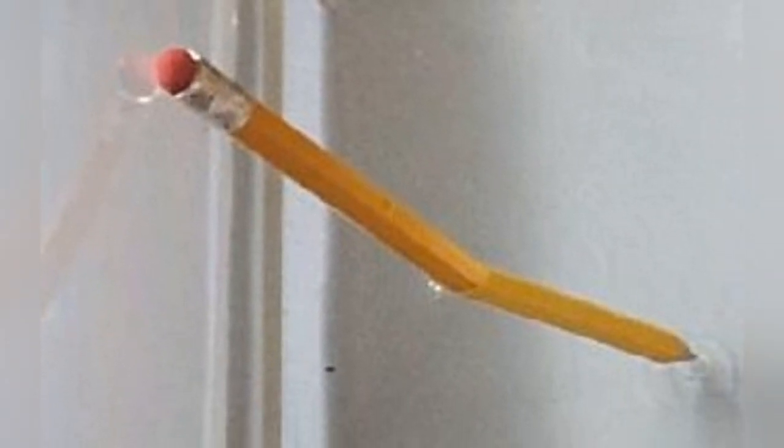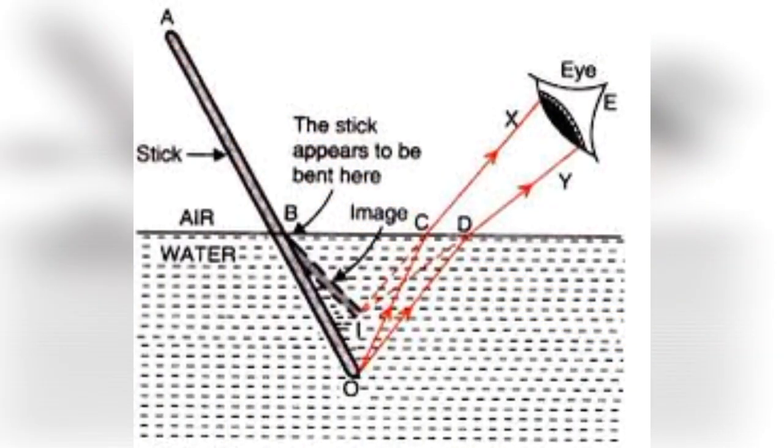Finally, an object partially dipped in water appears to be bent. For example, a straight stick placed in water appears to be bent. It is because of refraction of light when light rays come from water to air. Due to refraction, the portion of the stick under water when seen from air appears to be shortened and raised up.